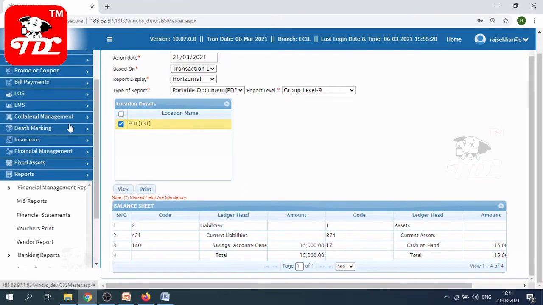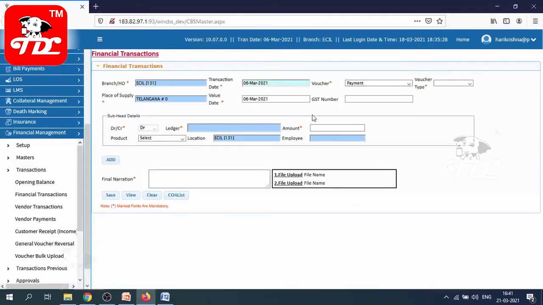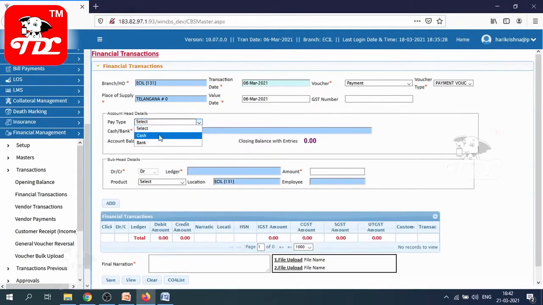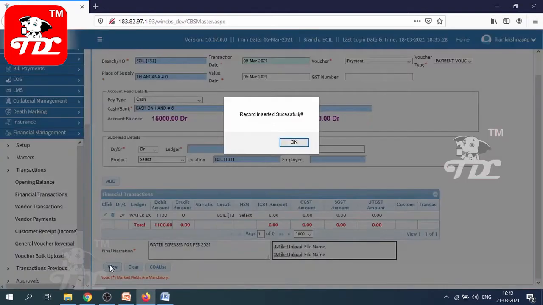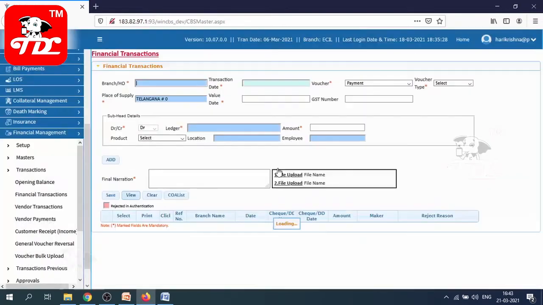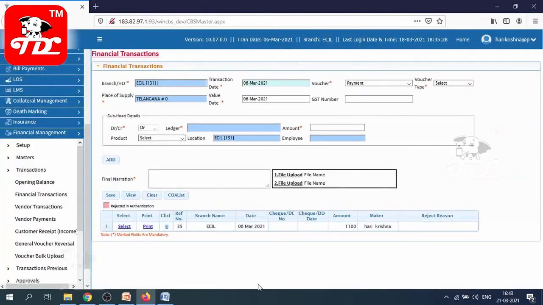Now I'll post an expense for 1000 rupees. So it is a payment. I have to select whether it is cash or bank, so I'll select cash only. Now water expenses, the amount is 1100 rupees. So we incurred water expenses for February of 1100 rupees. Now I have posted the expense as cash.